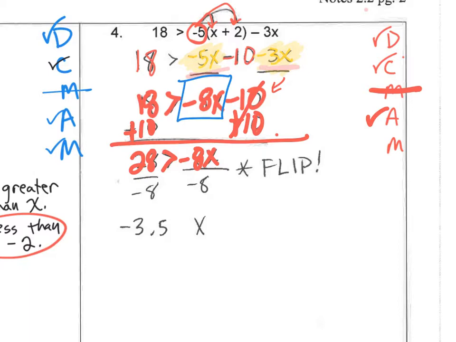Now I need to get x by itself. I'm still trying to isolate the variable. This time what's different is I have a negative 8 in front. So that means I'm going to divide by negative 8. And if I do it to one side, I do it to the other.